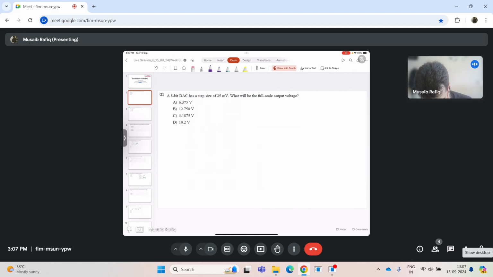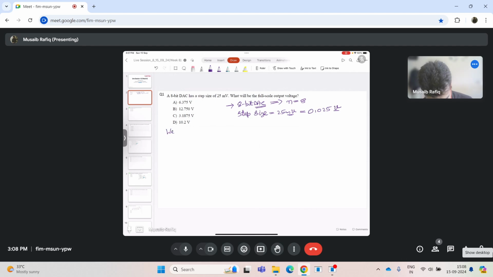So let's just write the information available to us first. It is an 8-bit DAC. DAC stands for digital to analog converter. That implies N is equal to 8, right? And also step size is 25 millivolts. Let's just convert into volts. So it will be 0.025 volts. Units are important, right?